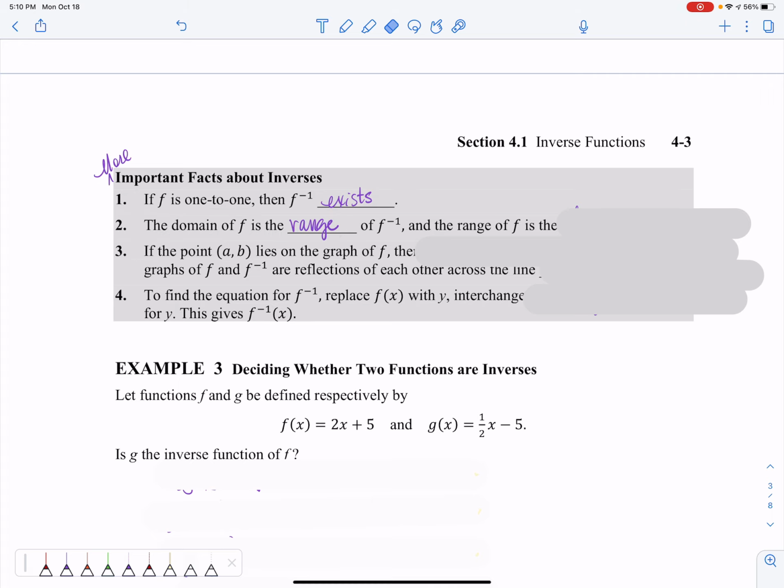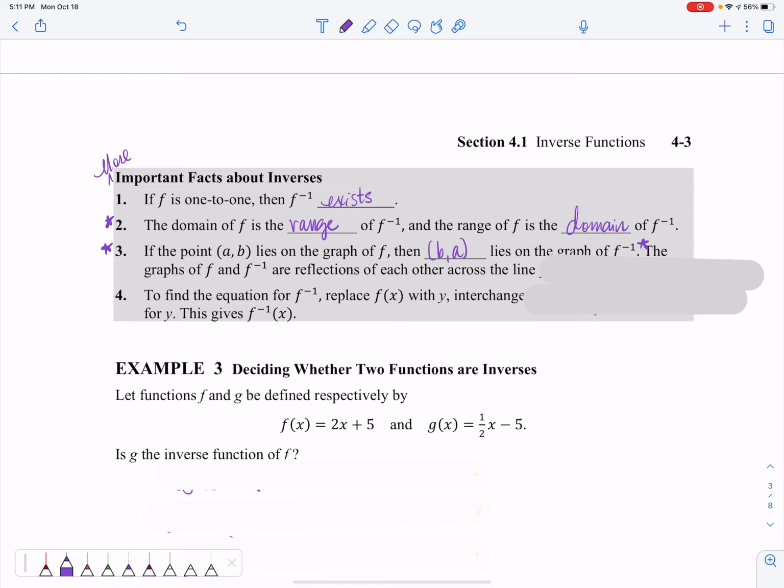So, number 2, interesting fact. The domain of the original is going to be the range of the inverse, and the range of the original will be the domain of the inverse. Okay, so the domain of the original is the range of the inverse, and the range of the original is the domain of the inverse. My domains and ranges are trading. Interesting fact number 3: if the point, the coordinate (a, b), lies on the graph of the original function, then the coordinate (b, a) lies on the graph of the inverse. So I call this one interesting fact number 2, and this one interesting fact number 3, or you could even say 3A.